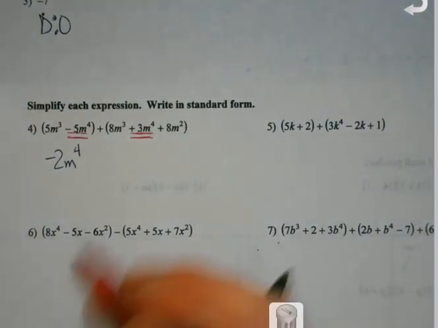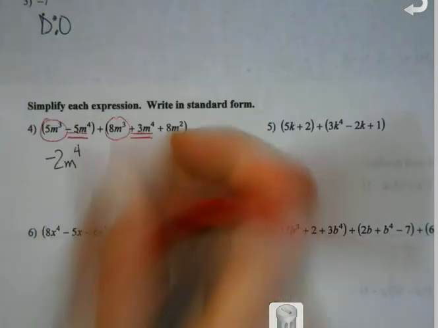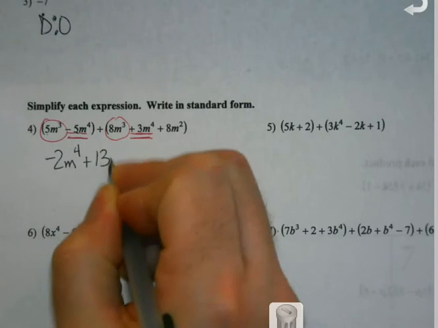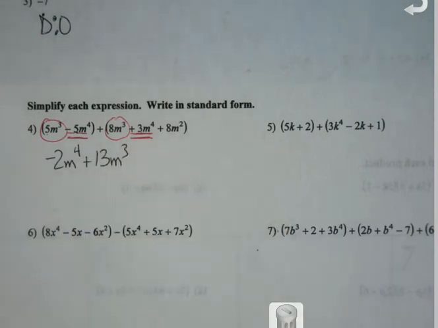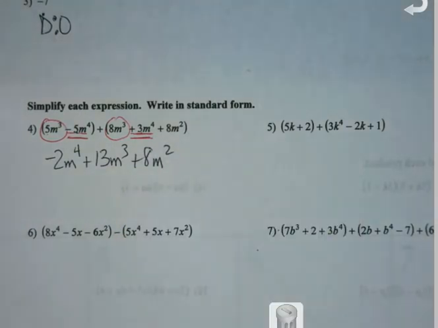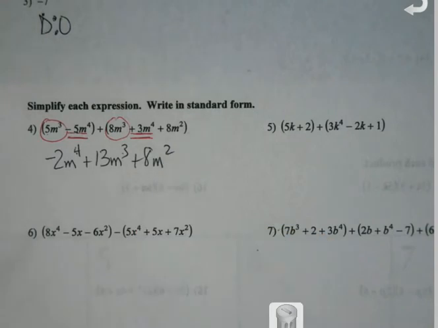And we're going to work our way down. Let's see, I started with 4, 3's coming next. Got 5, I got 8 more. 13, don't touch the exponent. We're adding and subtracting. And then I just got the 8m squared on the end. Okay. That's my simplifying, and it's in standard form because it goes from the biggest exponent, or the biggest degree, down to the least.